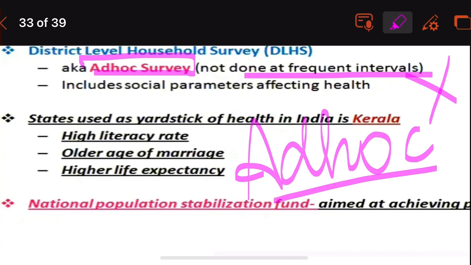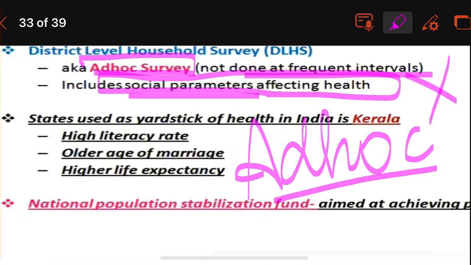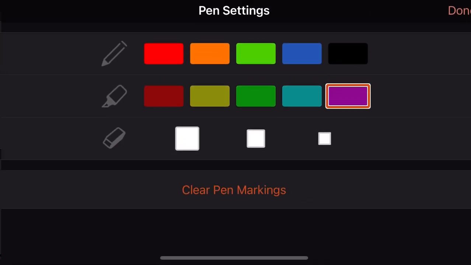The district household survey is not done frequently. It includes the social parameters which are affecting the health. What are the social parameters which are affecting the health can be assessed using the district level household surveys. The state which is used as a yardstick for health in India is Kerala.